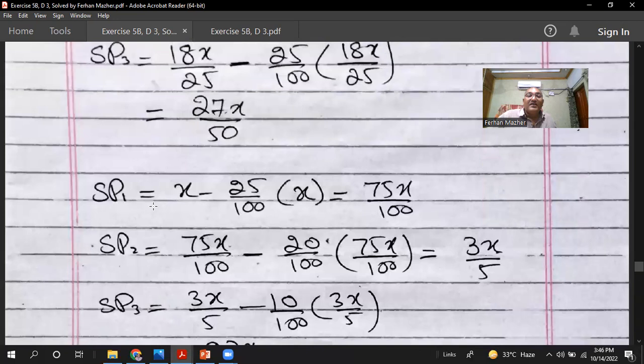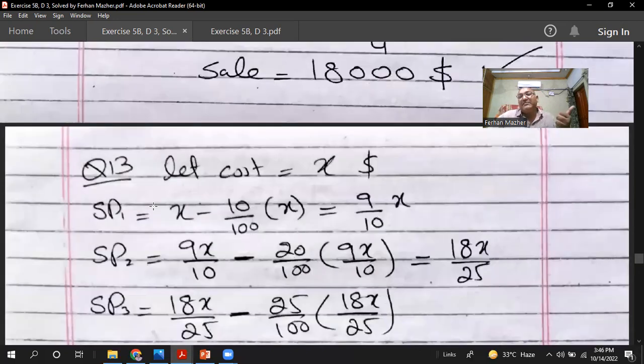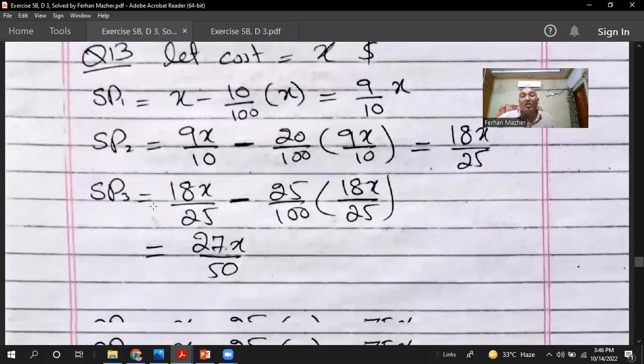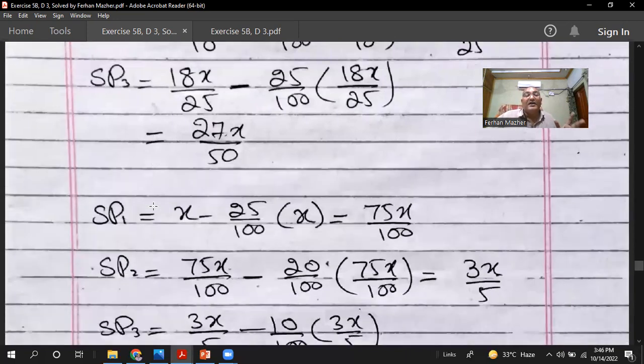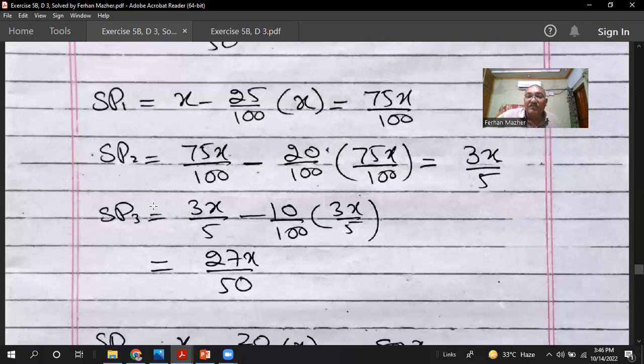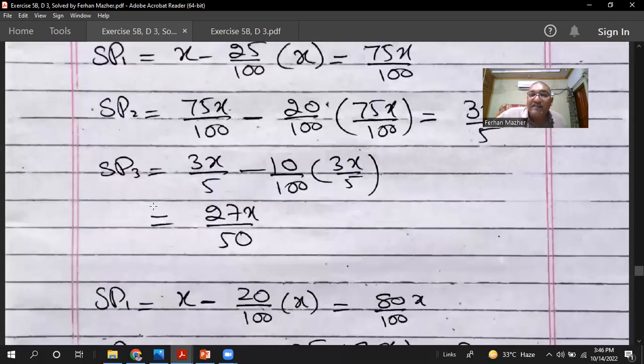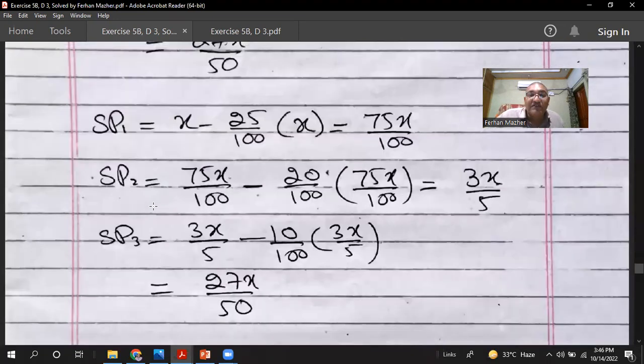So you see, you gave him first 10% discount, then 20% discount, then 25% discount. Or you give him 25% discount, then 20% discount, and then 10% discount. In both the cases, the final sale price is 27x by 50.